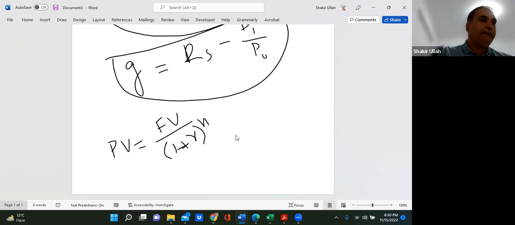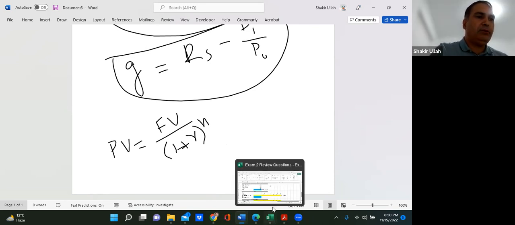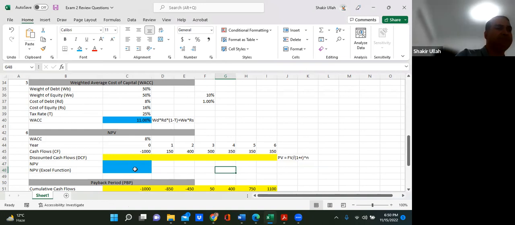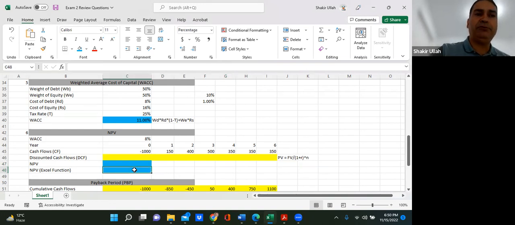Okay. So we'll be using that formula to find the present values of all of these. Now, if you can recall, when we had the session in the class about the case analysis, I calculated this NPV for you, and you have already done that.